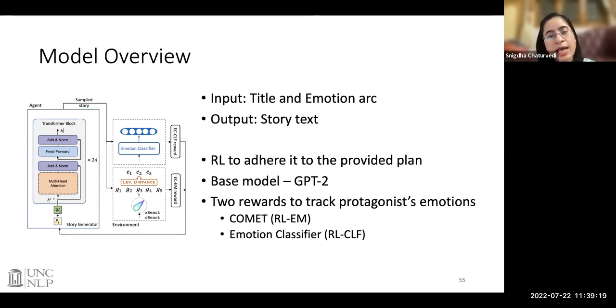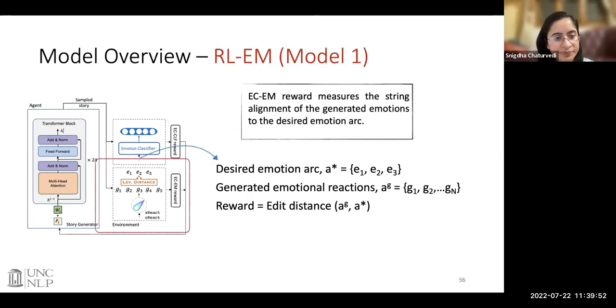The input is the title of the story and the emotion arc, and the output is the story text. We use reinforcement learning to adhere to the provided plan, the emotion arc, and our base model is GPT-2. So basically, we have 2 rewards to track the protagonist's emotion. One is based on Comet. This variation of the model is called RLEM. And the second way, or the reward to track protagonist emotion, is through the emotion classifier. And that model is called RLCLF.